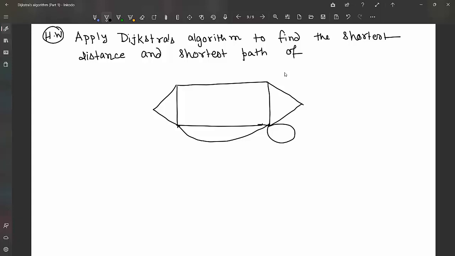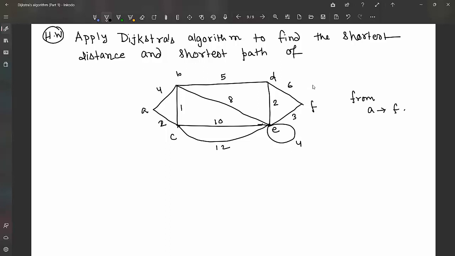Take one loop here, and these are the vertices A, B, C, D, E, and F. This is 4 units, this is 2 units, this is 1 unit, this is 5 units, and take a join here, this is 8 units, 10 units, this 12 units, 2 units, this is 6 units, this is 3 units, and this is 4 units. And from A, find the path of that graph from A to F. Okay, so from A to F, find the shortest distance for that problem.